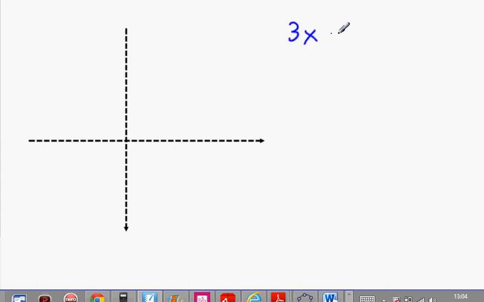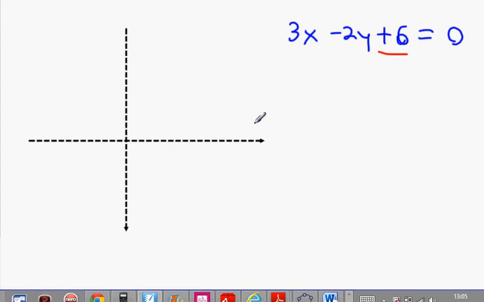3x minus 2y plus 6 equals 0. The ideal way of doing this is to find out, sorry, before I do that, when it has a number at the end, when it has an x, a y, and a number, that means it doesn't go through 0, 0. That's guaranteed that it doesn't go through 0, 0.